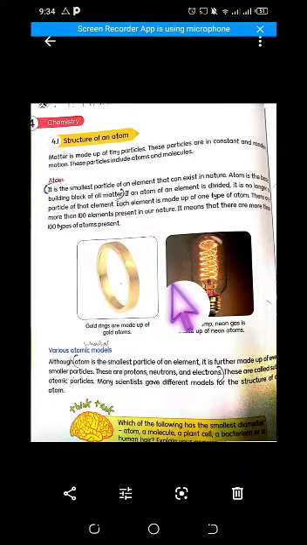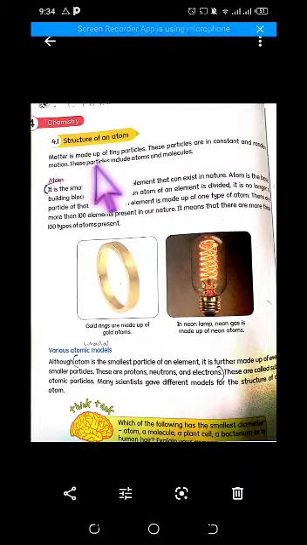My friends, we are going to start our new chapter, that is chapter number 4, chemistry. And first of all, we will study about the structure of atom. We will start from this topic, that is topic 4.1, structure of atom.